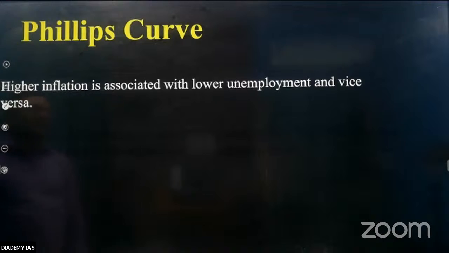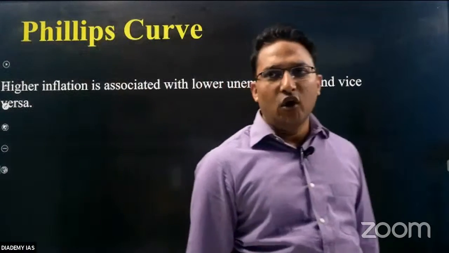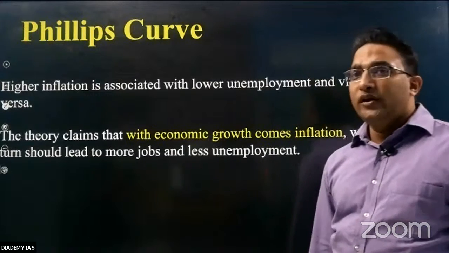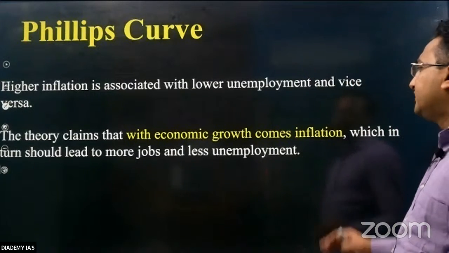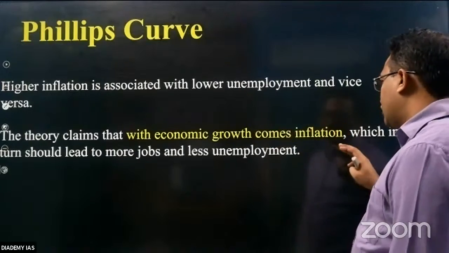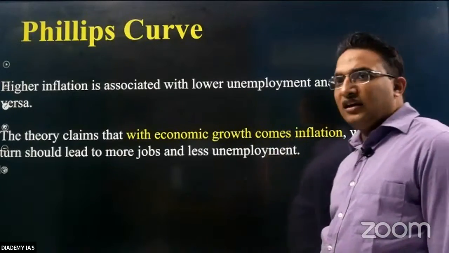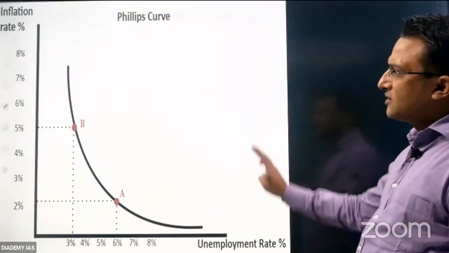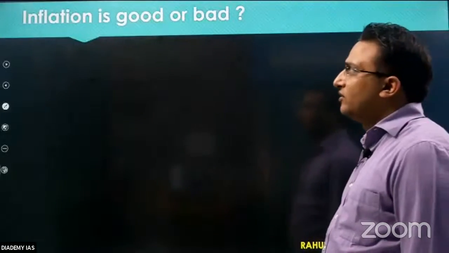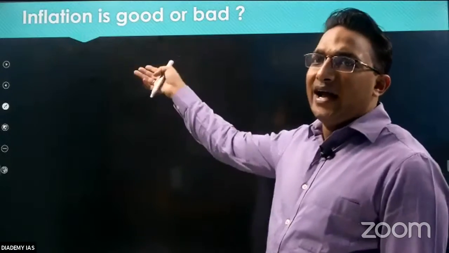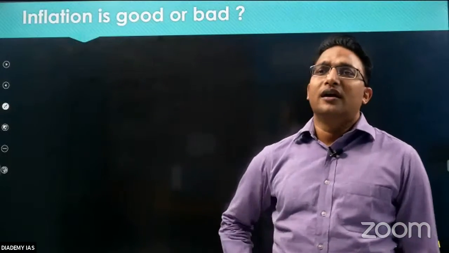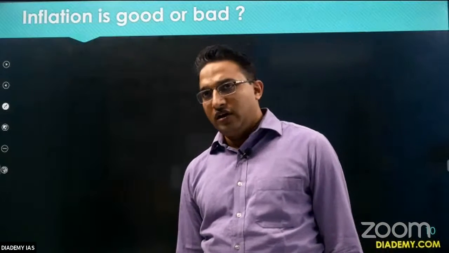So Phillips curve shows the relationship between the rate of unemployment and the inflation, and this theory is based upon a simple phenomenon that with economic growth comes the inflation, right? So the thing that we have discussed in the starting itself, again, the same thing you can see in the Phillips curve. Inflation is good or bad, I have discussed in detail. If it is within a reasonable limit, it is good, otherwise it is not good, it is bad.